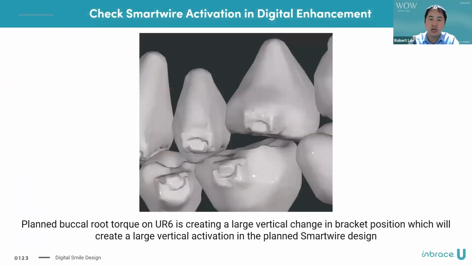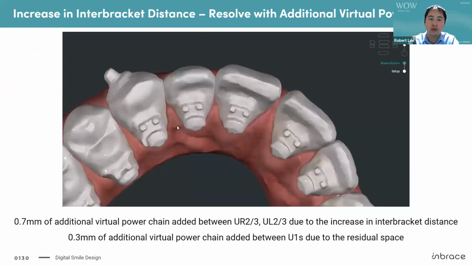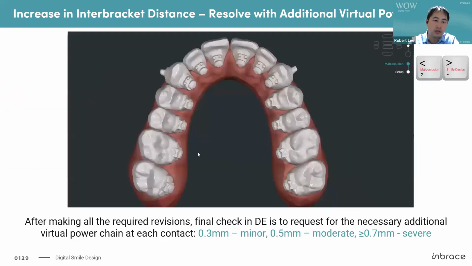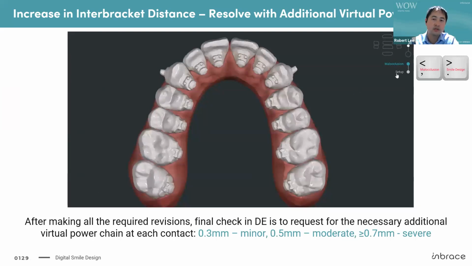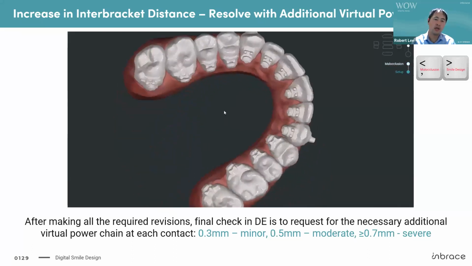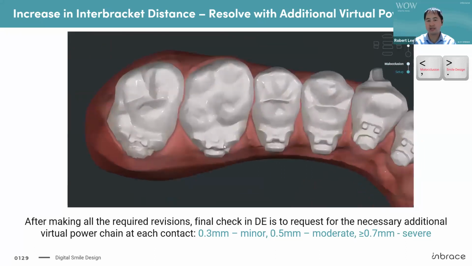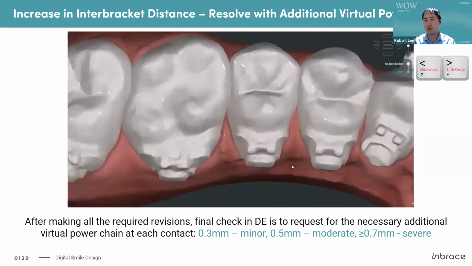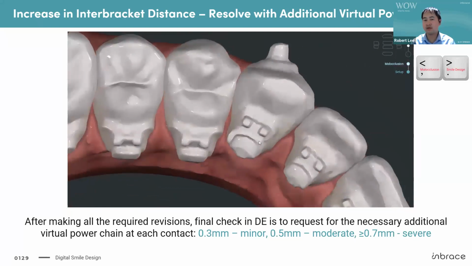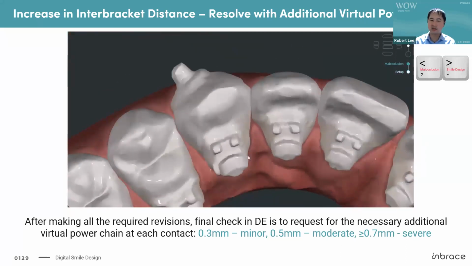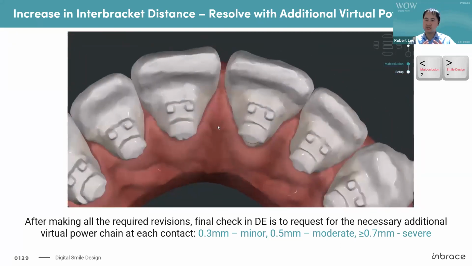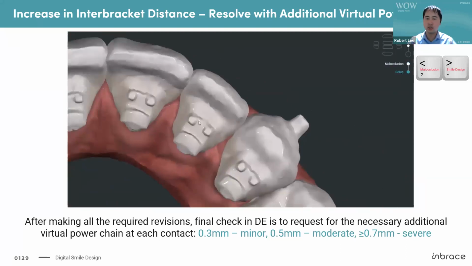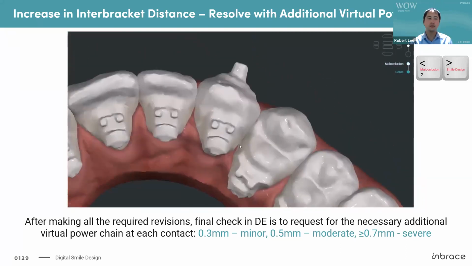So when you see it with the brackets on, in this example here between the upper 2s and 3s, you can very clearly see that inner bracket distance is increasing. You can see the same thing without the brackets, and you just estimate. If it's a minor rotation, maybe I'll do 0.3 millimeters, or a moderate rotation, like 0.5 millimeters, or if it looks like a pretty huge amount of distance change, then 0.7 millimeters or even more.